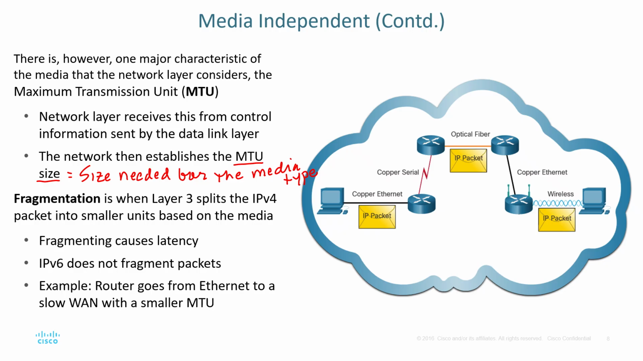So one example is a router goes from an Ethernet to a slow WAN with a smaller MTU. When that happens, the NIC card has to make sure that it tells the network layer what the maximum MTU is if the network layer is going to perform fragmentation.